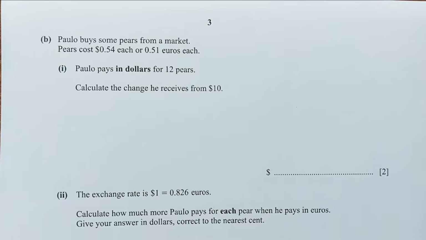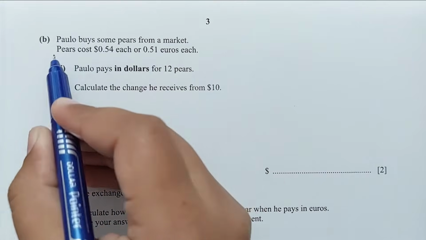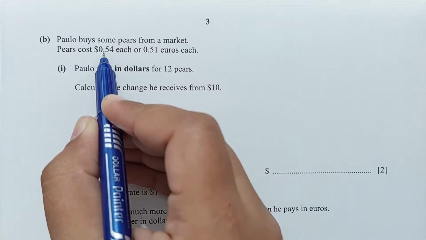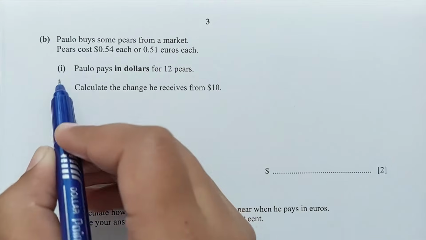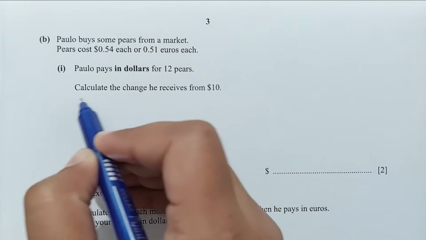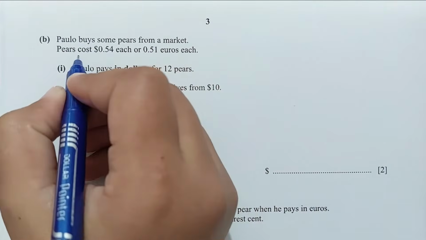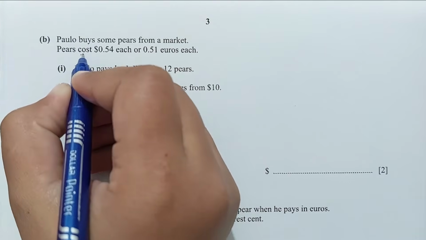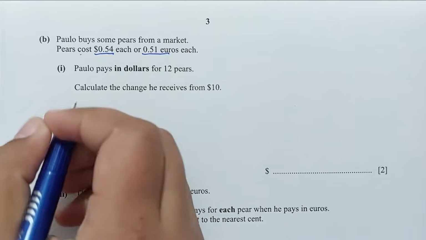Right. Now for part B, Paolo buys some pears from a market. Pears cost 54 cents each or 51 euro cents each. Number 1, Paolo pays in dollars for 12 pears. Calculate the change he receives from $10. Okay. So the cost of each pear in dollars is this and in euros is this. We are working in dollars right now.